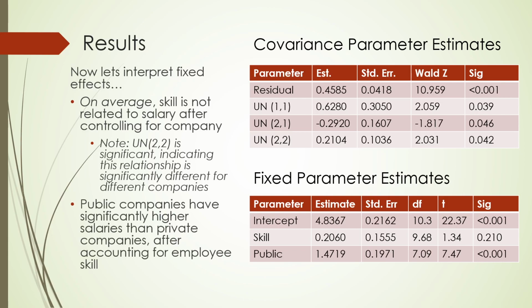Now, public is a level 2 variable, and what you'll find in the SPSS output is that level 1 and level 2 variables, if they are fixed, are included in the same table. So we'll see level 1 and level 2 variables right next to each other. Here we can see public companies is a statistically significant predictor. That is, public companies have statistically significantly higher salaries than private companies. And again, this is a statistically significant difference in the base pay for the public companies.